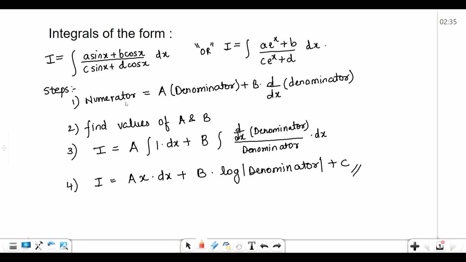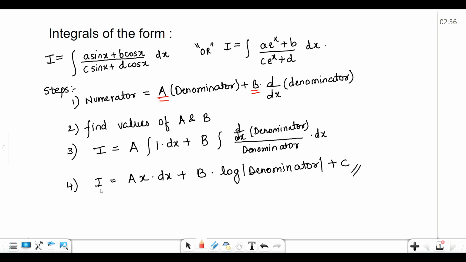In the first step, you have to express your numerator as a times the denominator plus b times the derivative of denominator. Then we have to find the values of a as well as b. After finding the values of a and b, the third step is I is equal to a times integration of 1 dx. How we get the 1? I will solve it in the example. Plus b integration of derivative of denominator upon denominator, it will come.